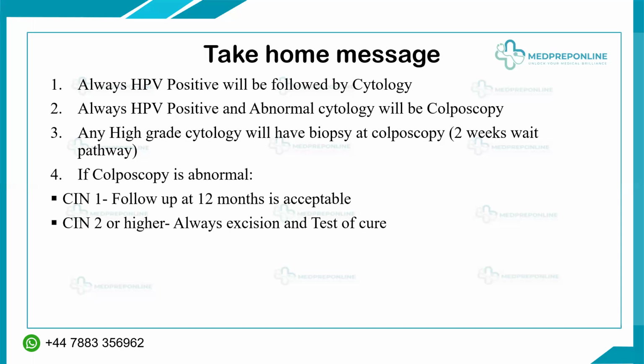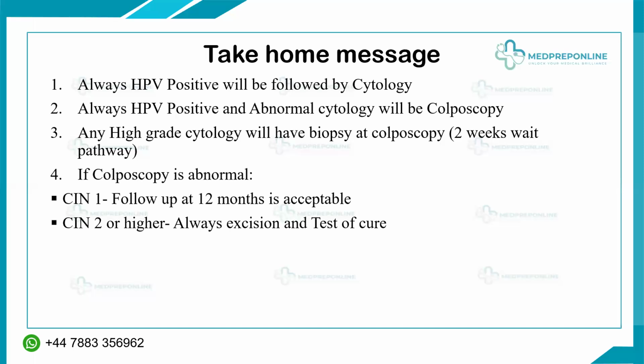Now, if you have any high-grade cytology, like we discussed, if you have a borderline glandular cell involvement, okay? So you are seeing borderline changes in the endocervical cells. This automatically converts the cytology grade to a high grade. So this patient will need to have a biopsy. That is what we discussed, right? These are the exceptions who will need a biopsy at colposcopy, and they will be on a 2-week wait pathway. So instead of making them wait for a prolonged time, like the usual waiting time up to 18 weeks, you will transfer the patient to a 2 weeks wait pathway.